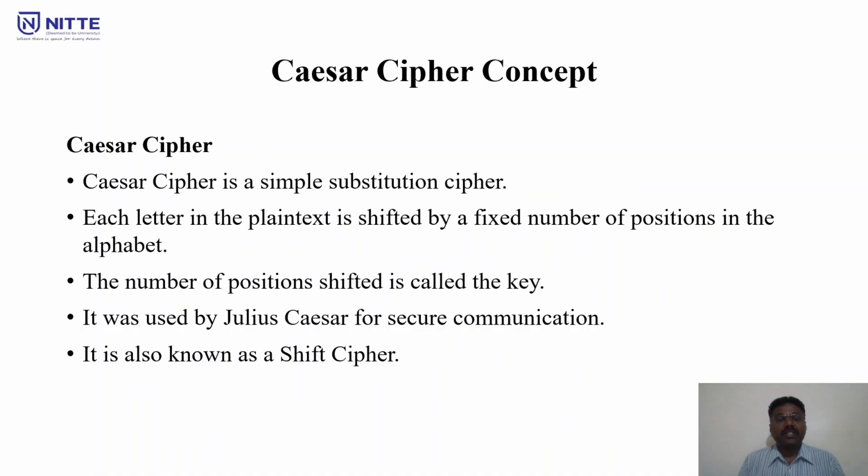We start with the very first substitution technique, called the Caesar cipher. The Caesar cipher is a simple substitution cipher. In this method, each letter in the plain text is shifted by a fixed number of positions in the alphabet. The number of positions shifted is called the key. It was used by Julius Caesar for securing communication, which is why it is named the Caesar cipher. We also call this a shift cipher.